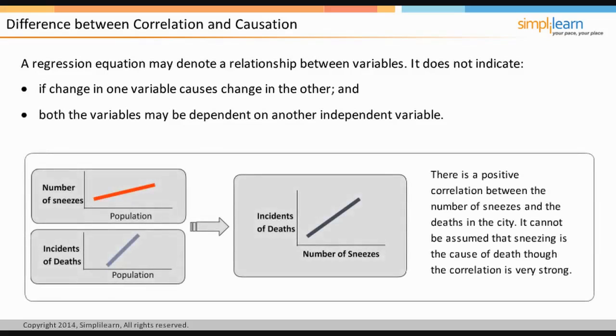Consider the graphs shown on the screen. The graphs on the left show the relations between number of sneezes and incidence of death with respect to population. Both have a positive correlation. Finding a positive correlation between incidence of deaths and number of sneezes does not mean we assume sneezing is the cause of somebody's death, despite the correlation being very strong, as depicted in the graph on the right.